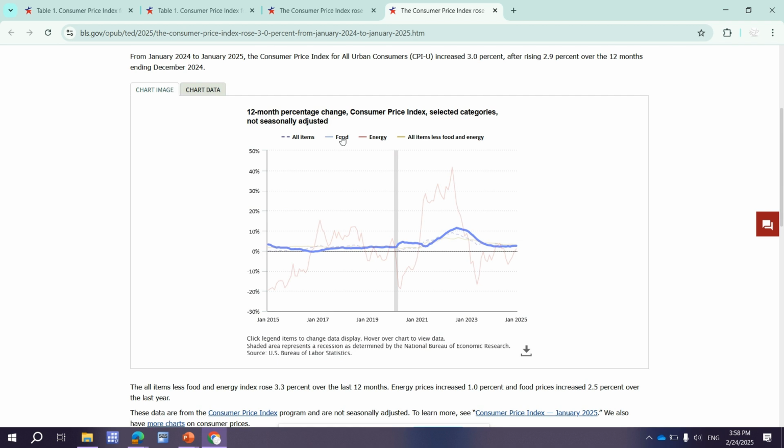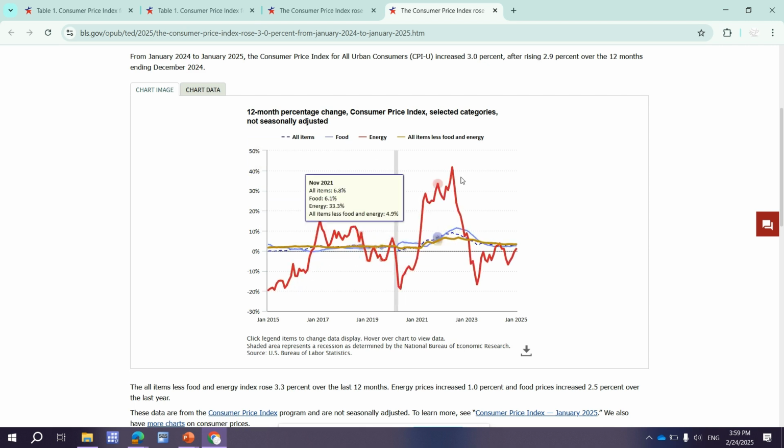The solid blue line represents food, and the red line represents energy. The gold line represents all items, excluding food and energy. We can tell that they follow a similar pattern. The energy price is surely the most volatile one, because food like oranges and energy prices like gasoline prices are subject to wide swings that can be temporary in nature.